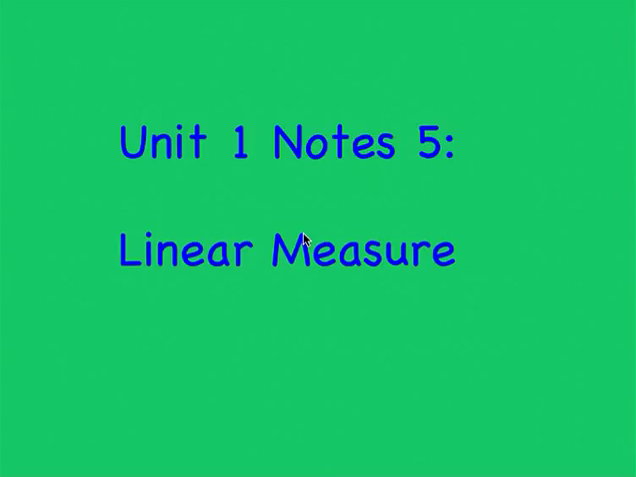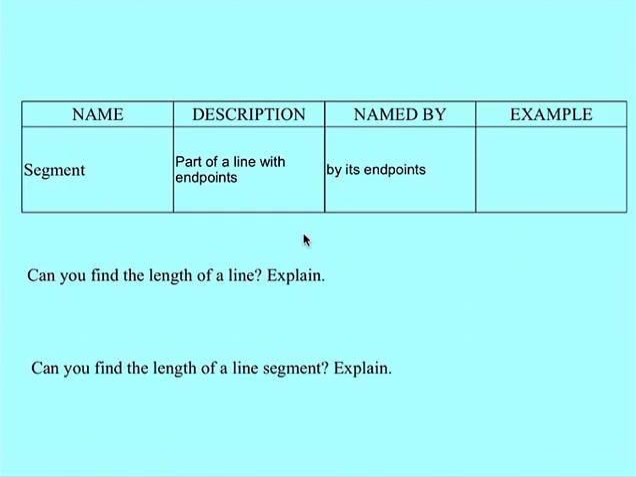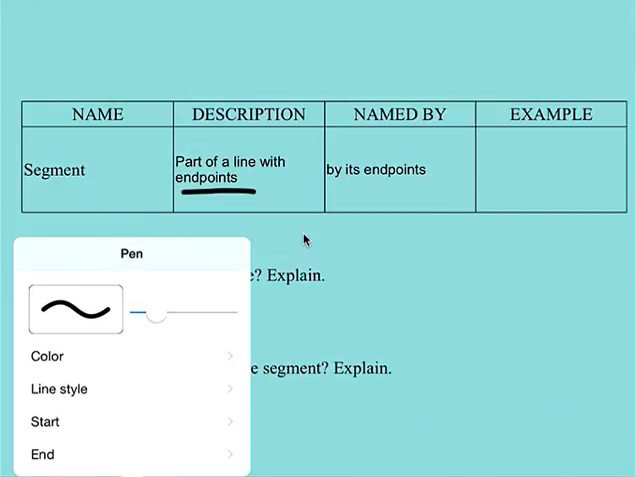Notes 5. So we're going to be talking over linear measure. So let's go ahead and take a look at linear measure. First thing we need to do is some definitions. A segment is a part of a line with endpoints, and that's actually really important, that it has endpoints. Okay, so that's something we need to keep in mind.